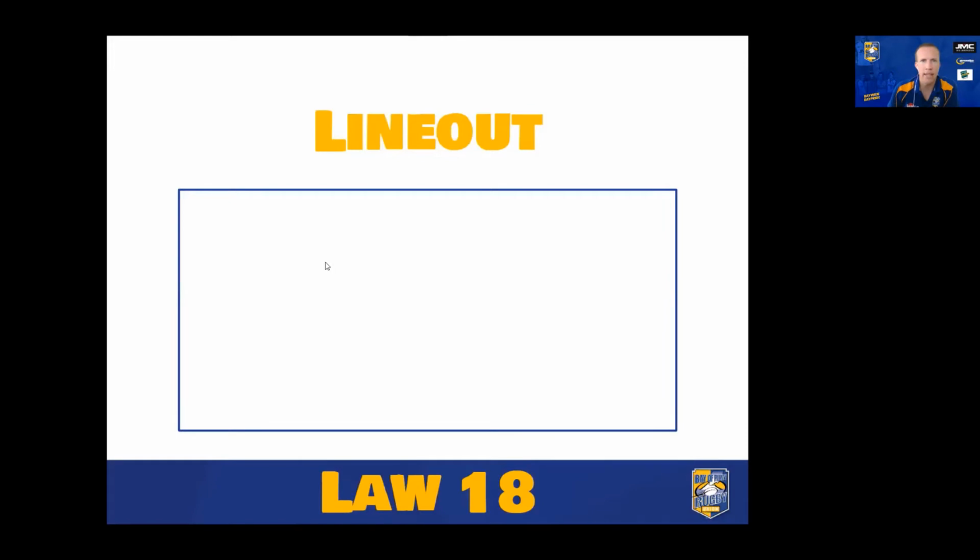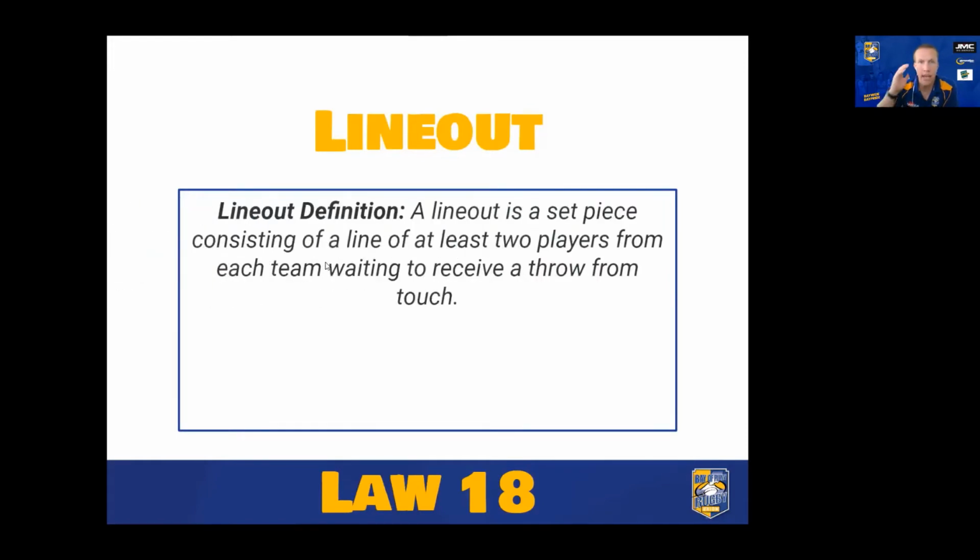Okay, into our lineouts. A lineout is a set piece. It has at least 2 players from each team waiting to receive the throw from touch, and that's key. It's not 2 participants of a lineout, it's 2 players from each team waiting to receive a throw. Players milling around or just in the general area are not considered to be part of the lineout. They have to be near the mark of touch, waiting to receive a throw.